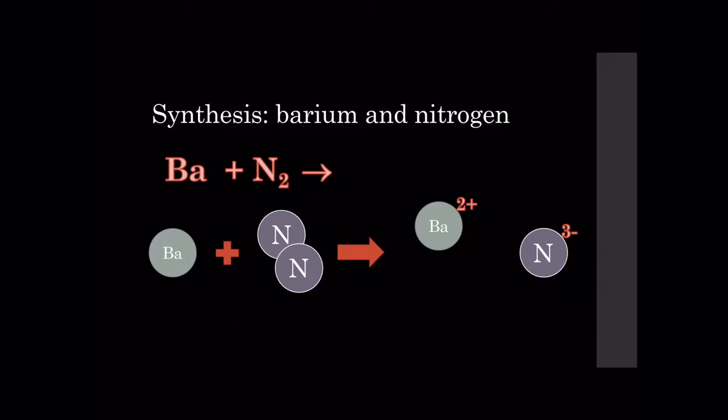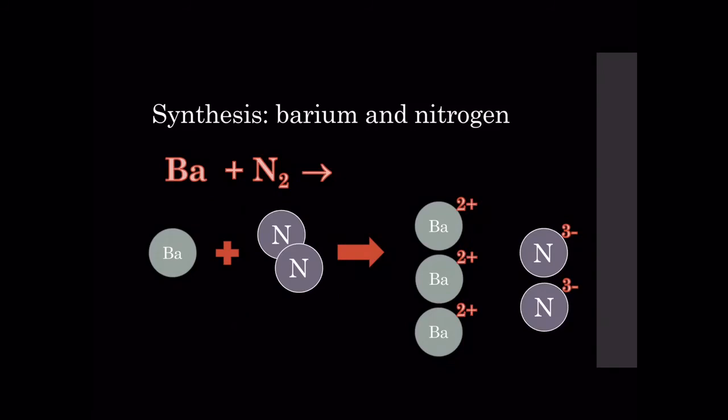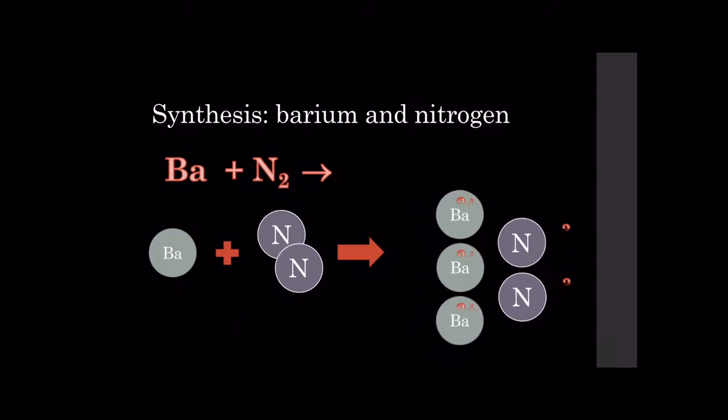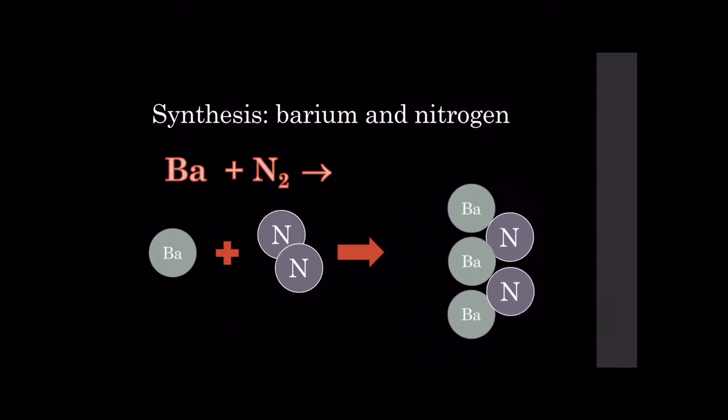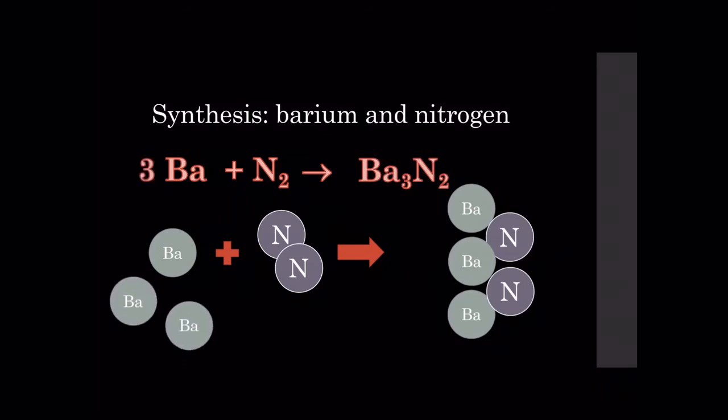So to get those to add up to 0, I'm going to need 3 bariums and 2 nitrogens combining into a compound that I will write as a formula Ba3N2, because there are 3 bariums and there are 2 nitrogens. Then a simple balance, and I'm done.